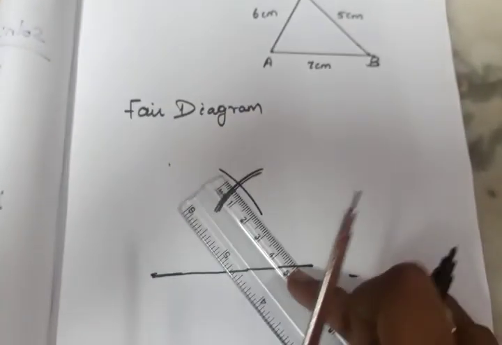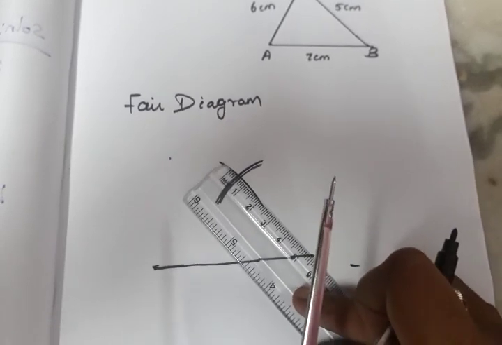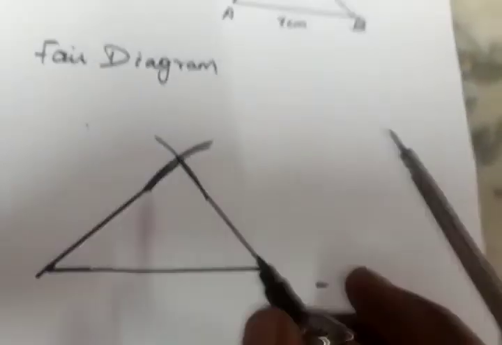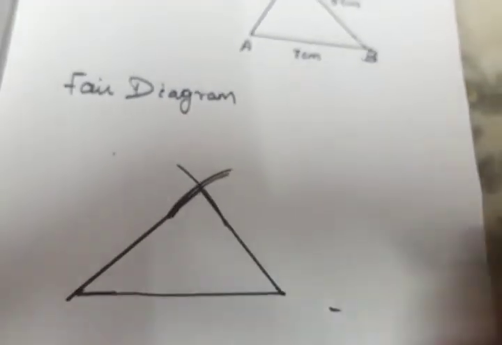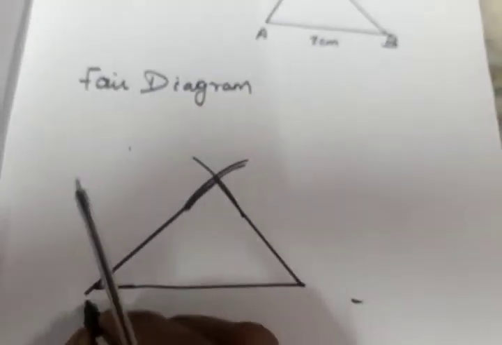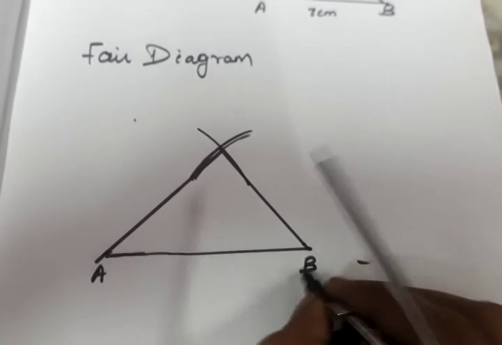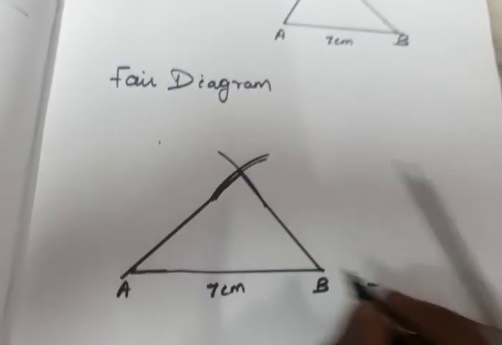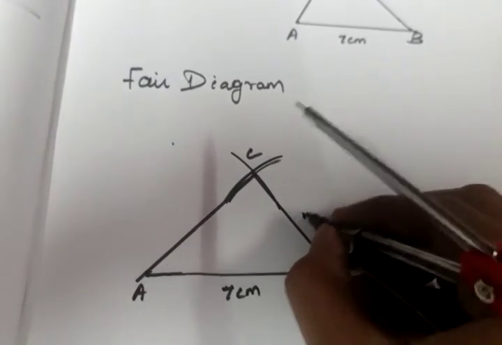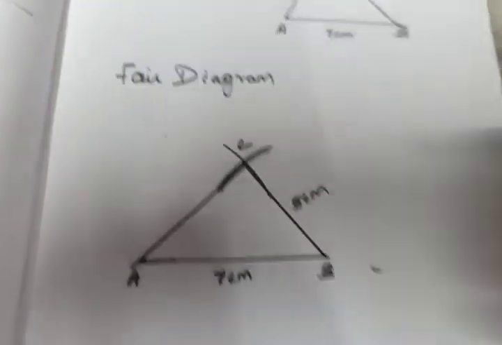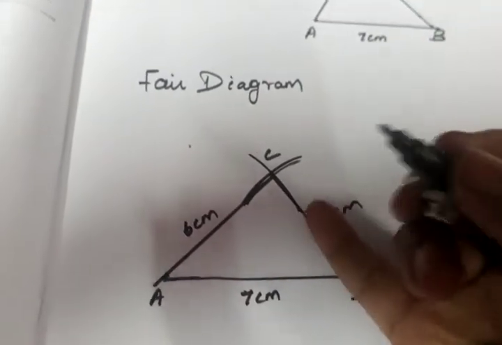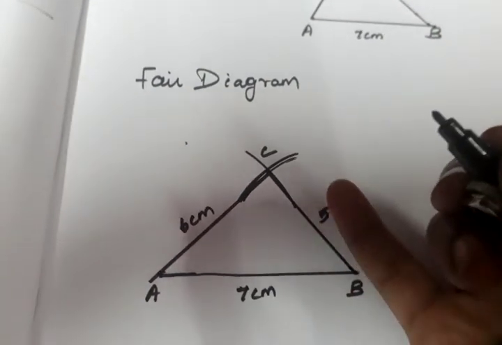Then next, join AC and BC. A to B is 7 centimeter, B to C is 5 centimeter and A to C is 6 centimeter. Then we have a triangle.